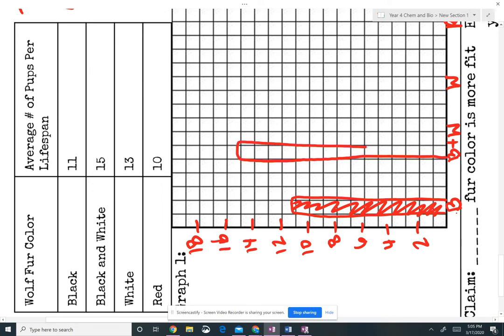So your 15s are going to be around there. So you guys would go ahead and fill in that bar. Your white ones are going to be 13, so you guys are going to go all the way to 13. And you guys should have something like this.